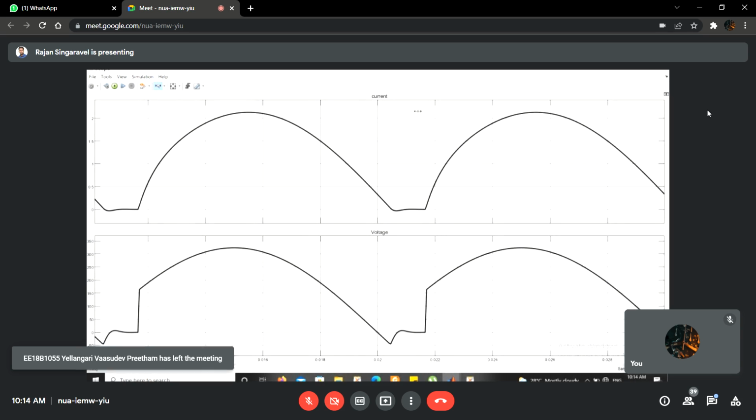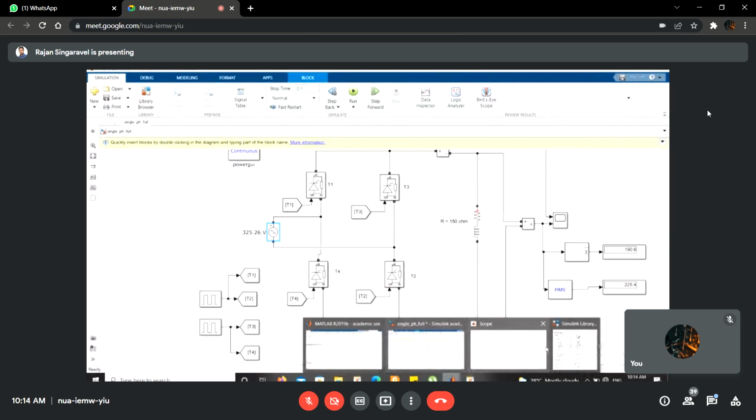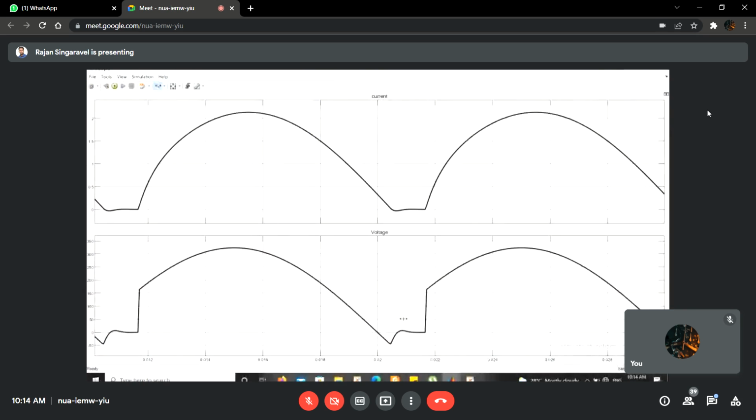Because of that, the same set of thyristors, T1 and T2, is still in conduction even after omega t is equal to pi. So after omega t is equal to pi, the supply voltage will become negative, and for a small period the negative voltage also appears across the load terminal. That's why we have a small negative spike in this area, beyond 0.02 second.